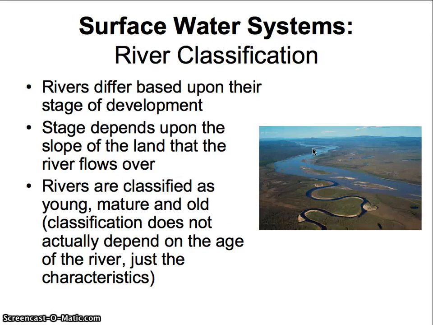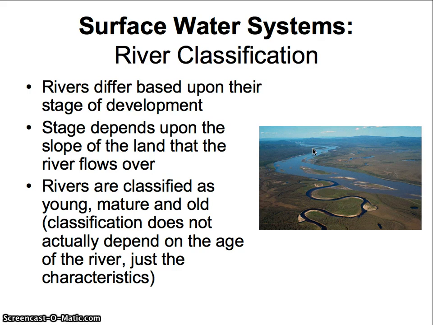When you're talking about watersheds, you're often talking about rivers, because water from your backyard little brook eventually will go into a bigger brook, which will eventually dump into a stream, which will eventually dump into a river. So that watershed all accumulates into the river and then will be transported down into the ocean. So rivers differ based upon their stage of development. The stage depends on the slope of the land that the river flows over, and they're classified as young, mature, or old. That doesn't depend on their age.